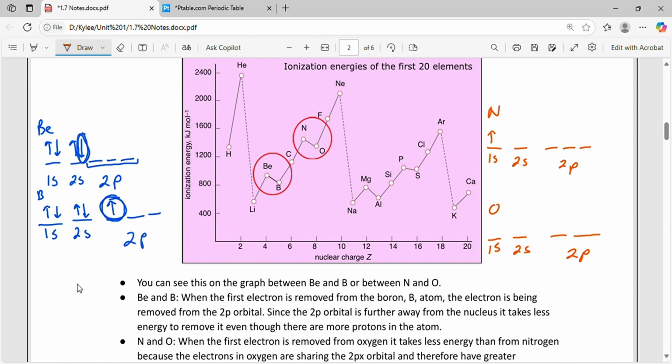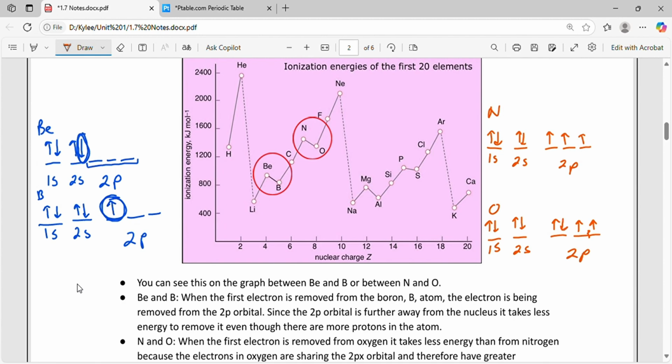So it would feel like this: 1, 2, 3, 4, and then 5, 6, 7. And then on oxygen, it has 8. So it goes 1, 2, 3, 4, 5, 6, 7. I should have left more of a space there. And then number 8 is here.